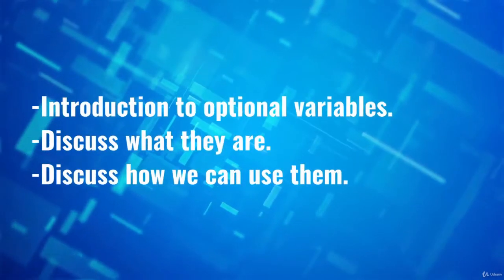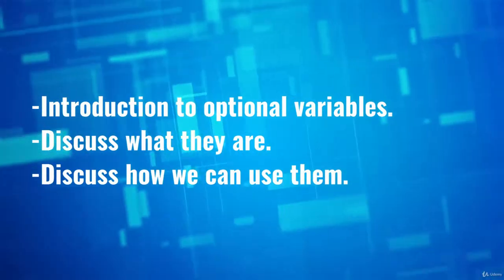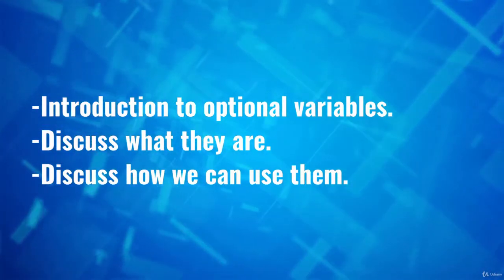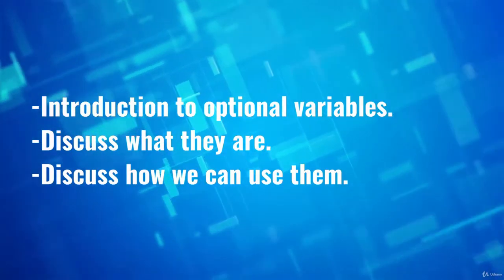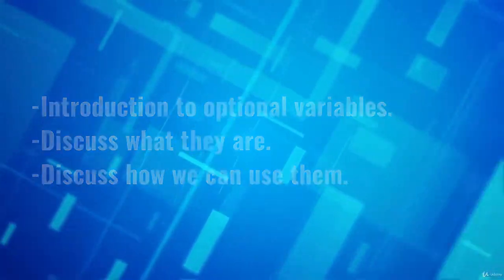Okay, so this part of our tutorial is just going to be a very short part on optional variables. So all we're going to do is discuss what they are and how we can use them. And this is something that's unique to Swift. They are basically variables that we can assign to contain the value nil, but we'll talk about them in a little more detail.